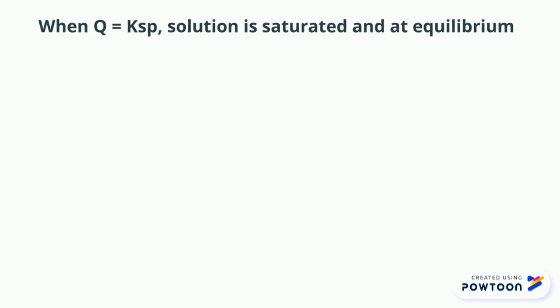One more thing to keep in mind is when Q is equal to Ksp. When this is the case, the solution is saturated and at equilibrium. Thus, a precipitate will still form when Q is equal to Ksp.